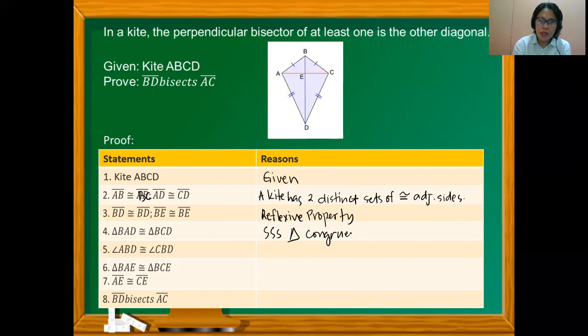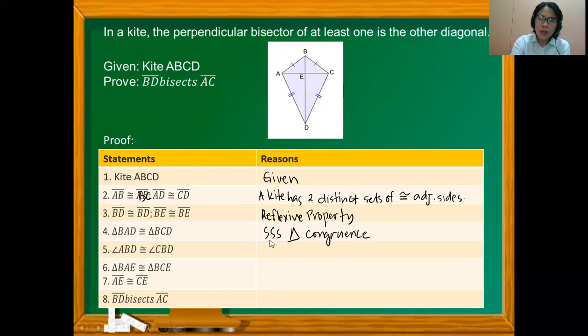In the previous statements, class, we were able to prove three pairs of congruent sides. And these three pairs of congruent sides belong to two congruent triangles. Now, under the side, side, side triangle congruence, if three pairs of corresponding sides are congruent, then we can conclude that the two triangles are congruent.